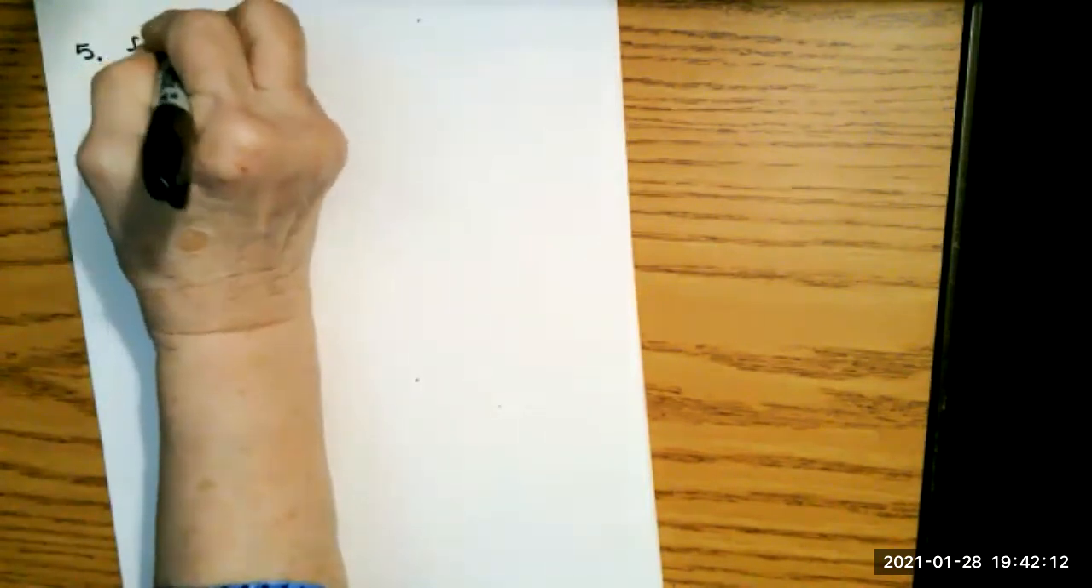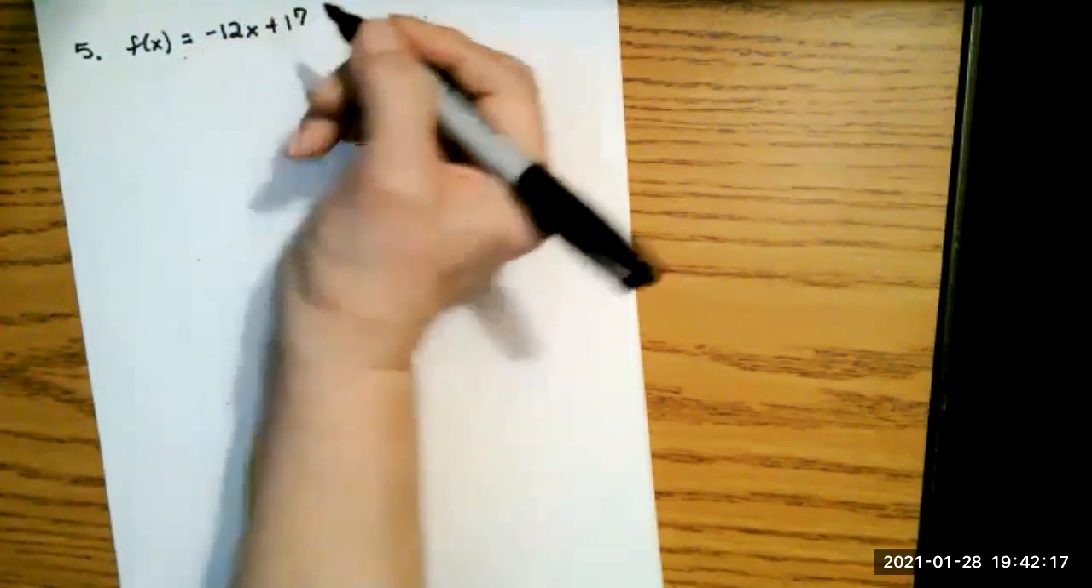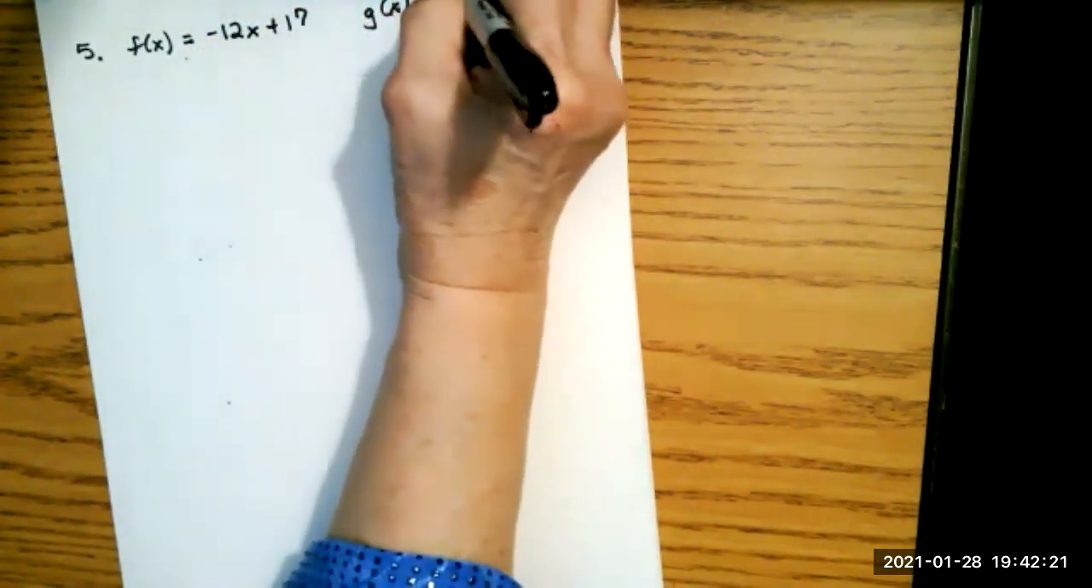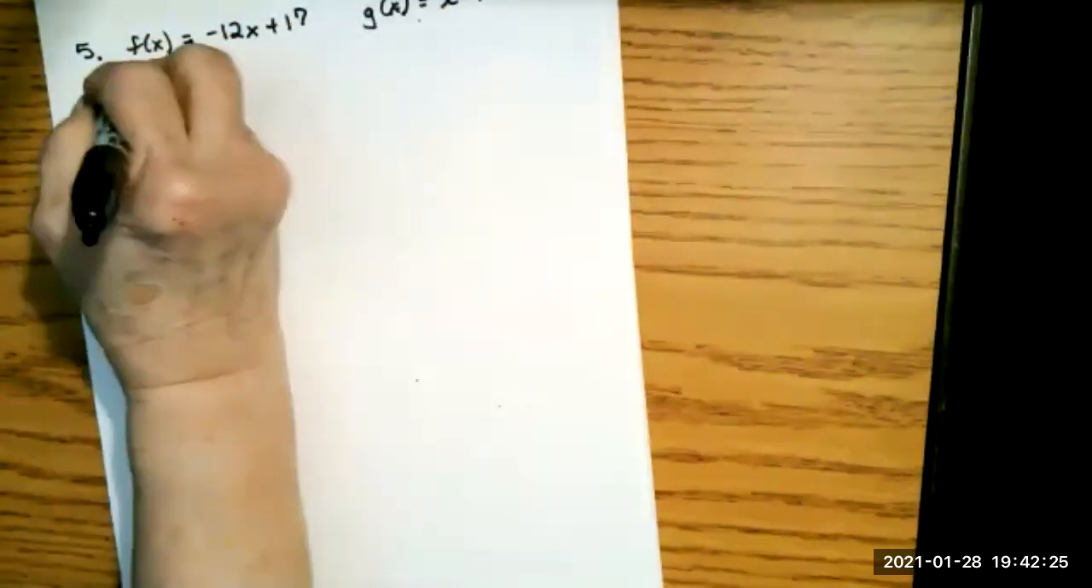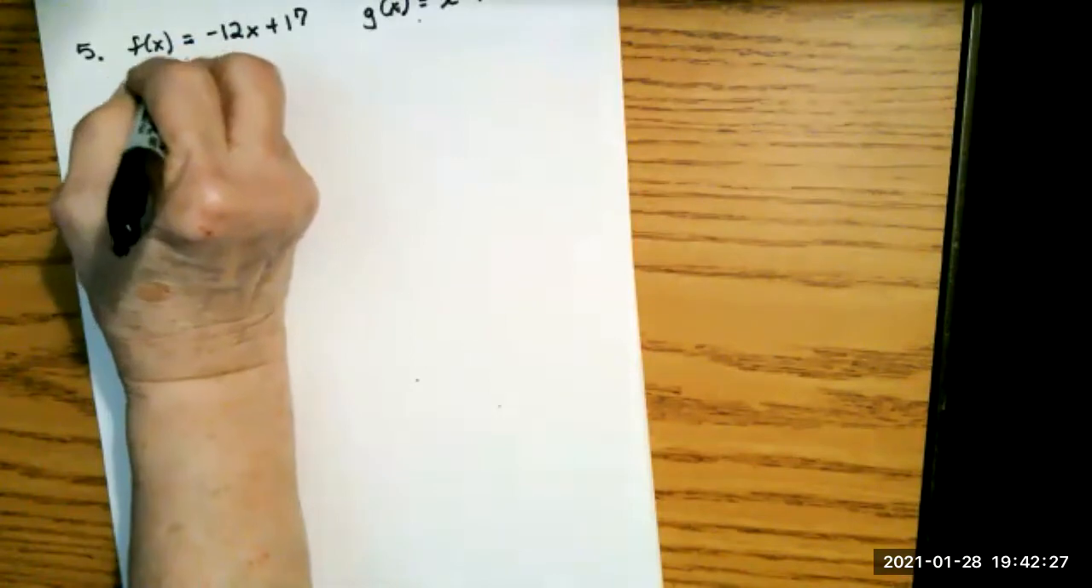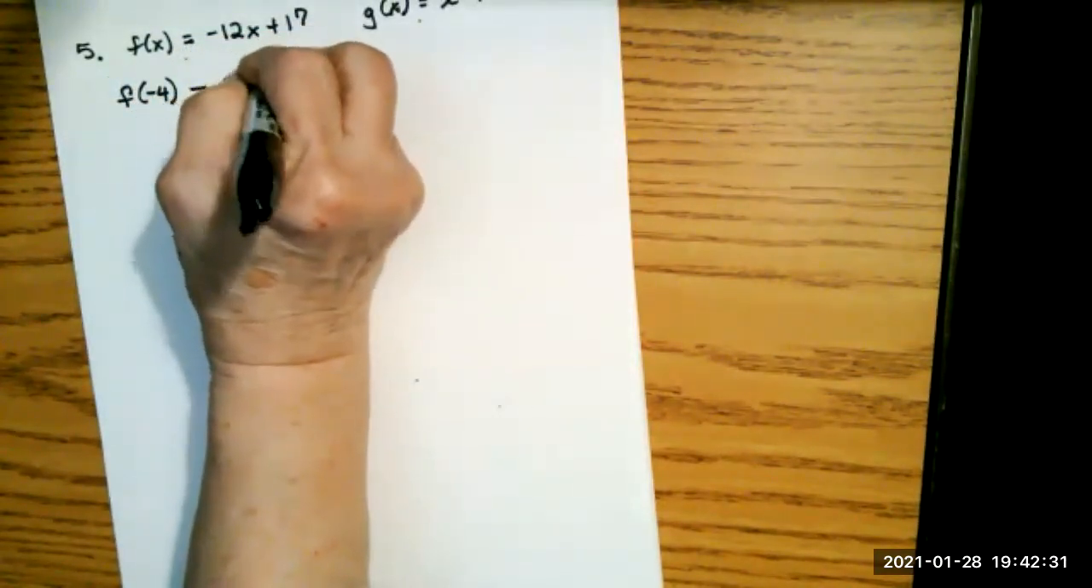Let's go to 5. Number 5 says, let f of x equal negative 12x plus 17, and g of x equals x squared plus 18. Now this one they want us to find f of negative 4 minus g of negative 4.